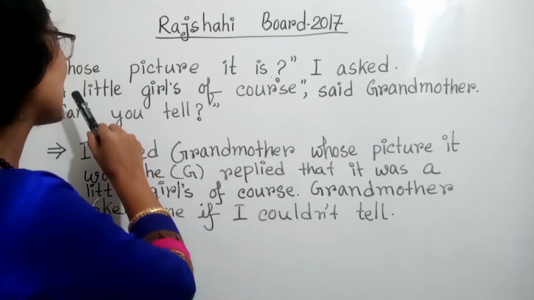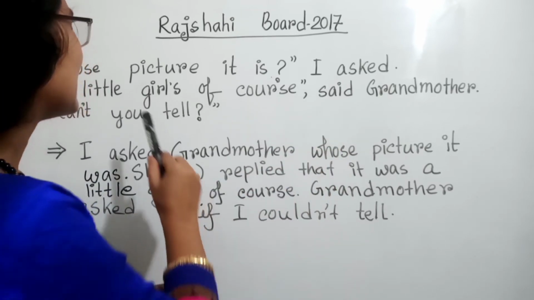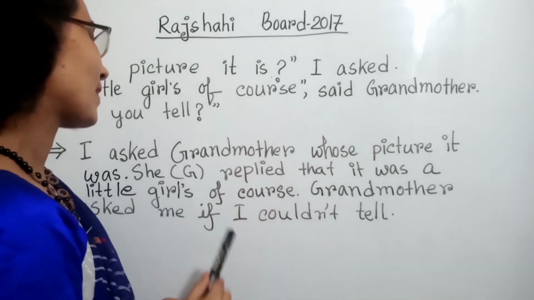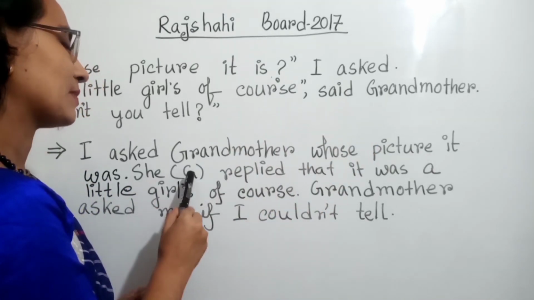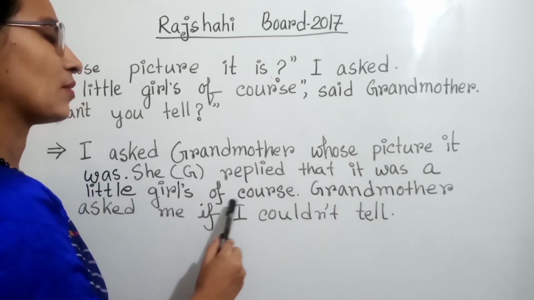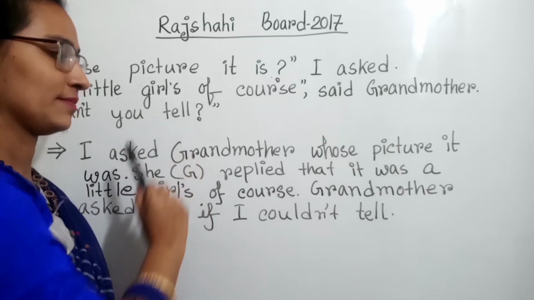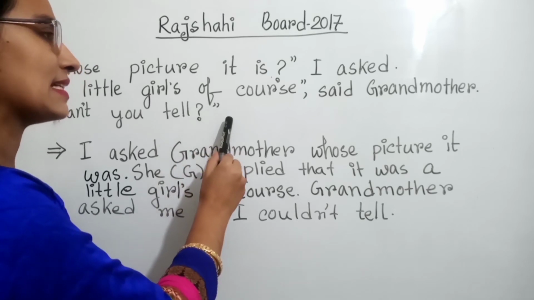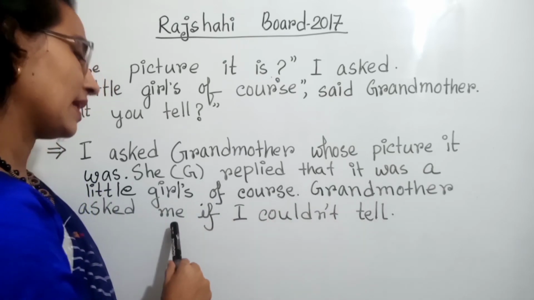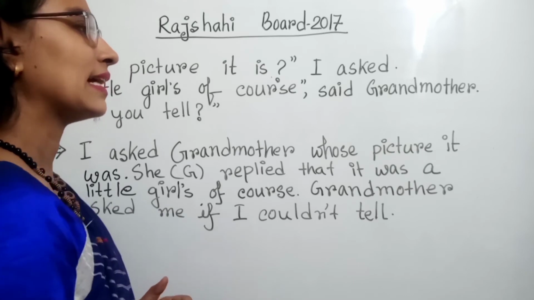In the second sentence, "A little girl's, of course," said grandmother. Here, this is an assertive sentence and the speaker is grandmother. That's why I wrote here, she, that means grandmother, replied that it was a little girl's, of course. Then the third sentence is, "Can't you tell?" Here the speaker is also grandmother. That's why I wrote here, grandmother asked me if I couldn't tell.